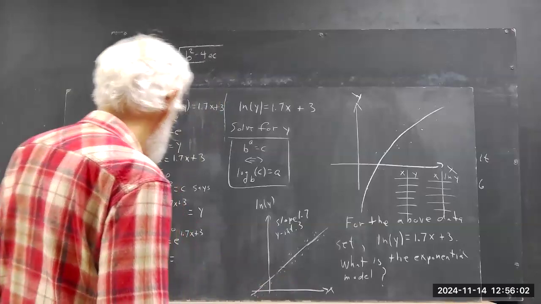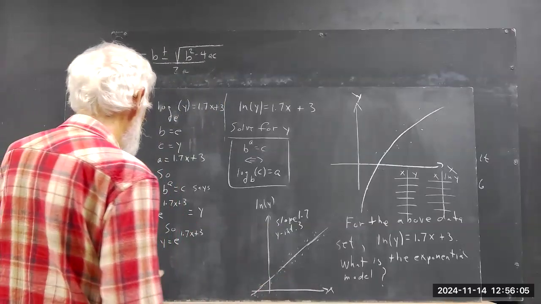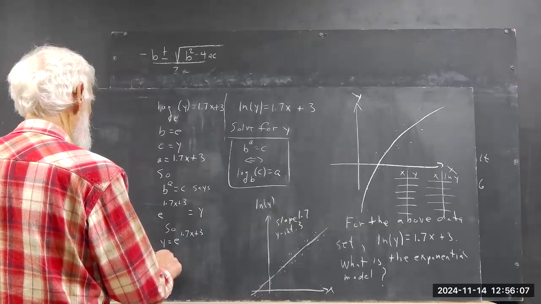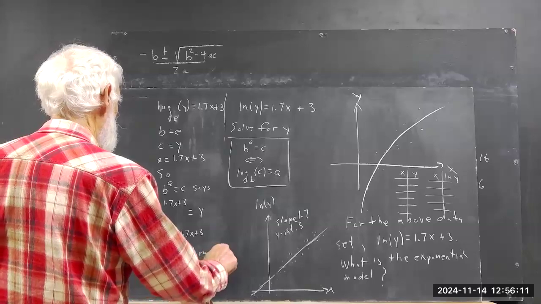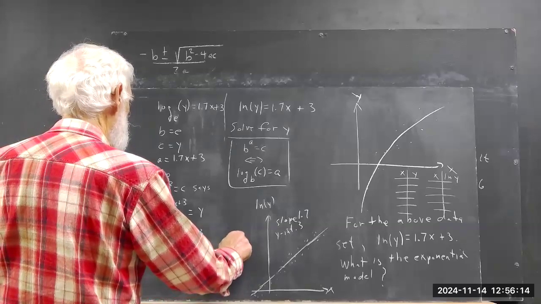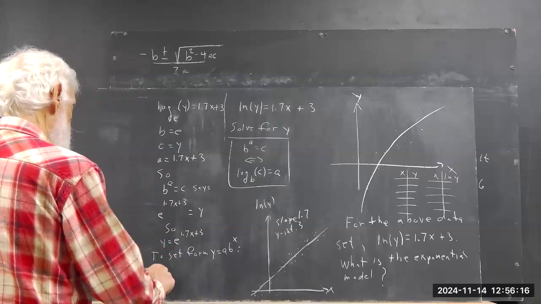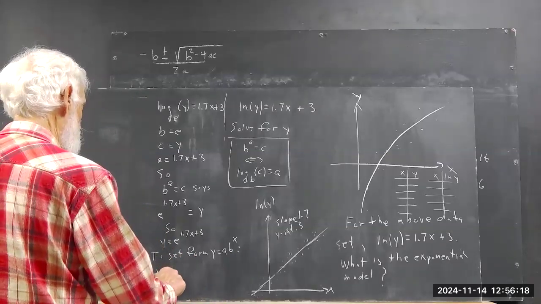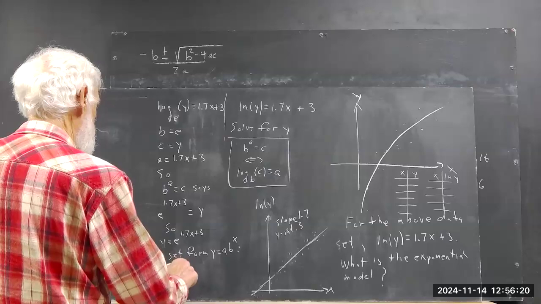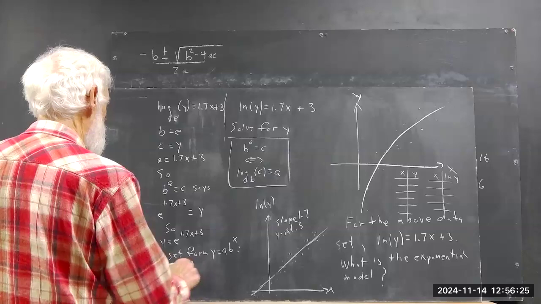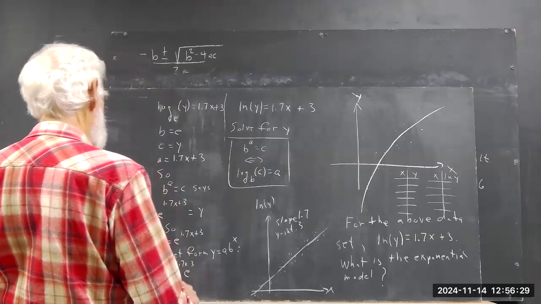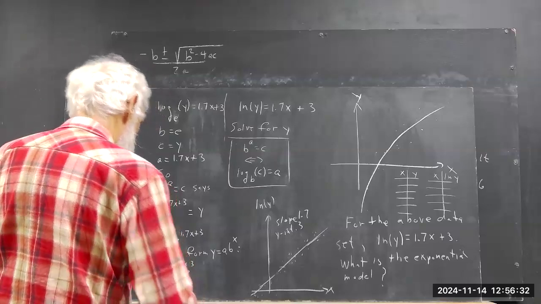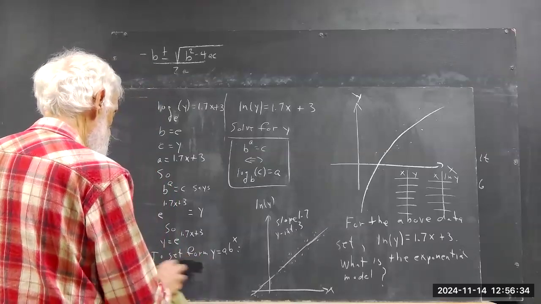To get the form y equals a b to the x, we use the rules of exponents. y equals e to the 1.7x multiplied by e to the third. e to the 1.7x. Well, let me try that again.